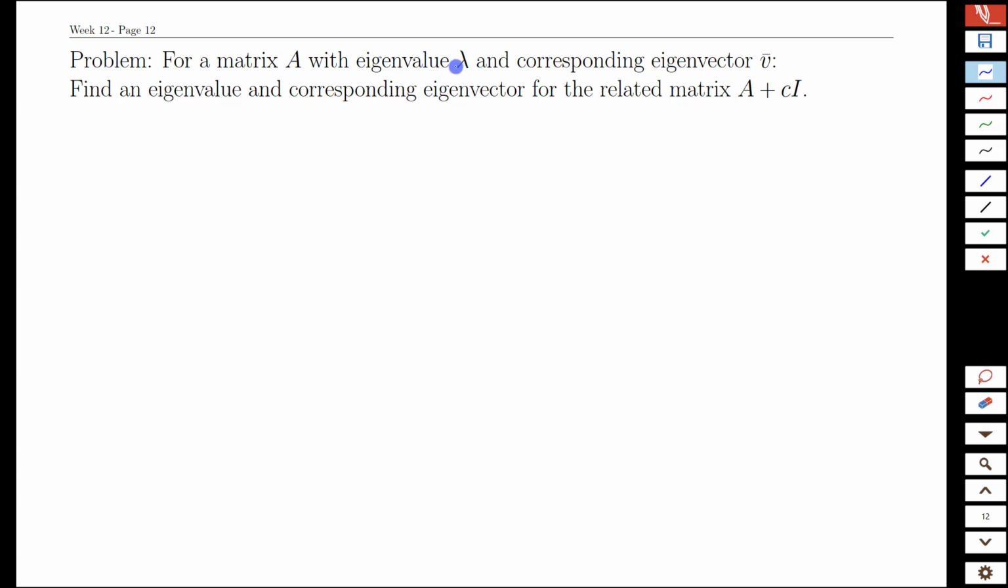We've got a matrix A, eigenvalue lambda, corresponding eigenvector. Find the eigenvalue and corresponding eigenvector for a related matrix A plus cI. Okay, so remember, we know that A times v is lambda times v. This time we're going to study A plus cI times v. So this is what we're working with. What we can do is expand that out to get something to work with. Again, we're trying to use this property here. We can't use it yet, but we can if we expand things out.